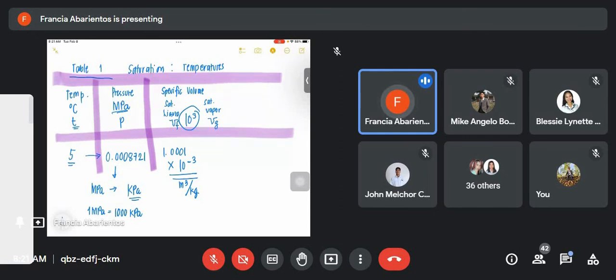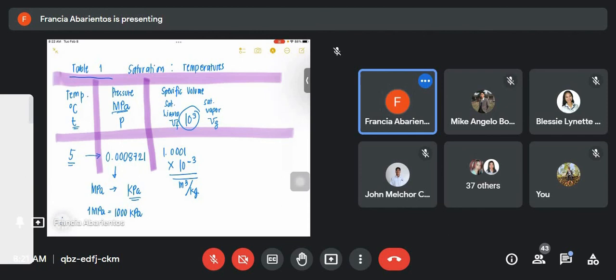How about the saturated vapor? Okay? Sa 5, you have 5 point. Mali si ma'am. O, diba? So, take note, mali na yung values mo.